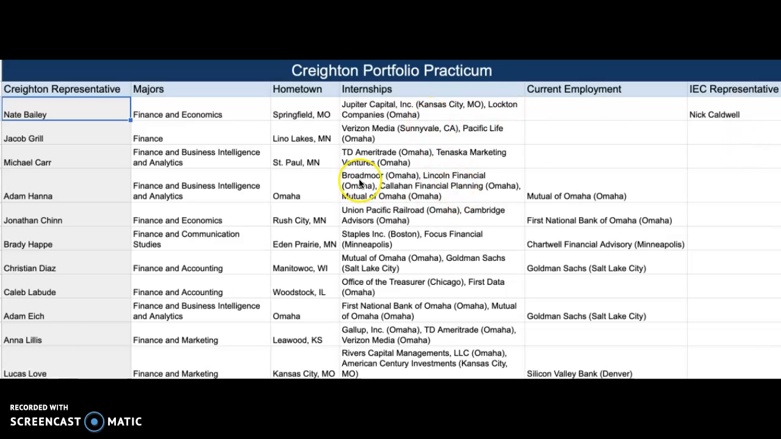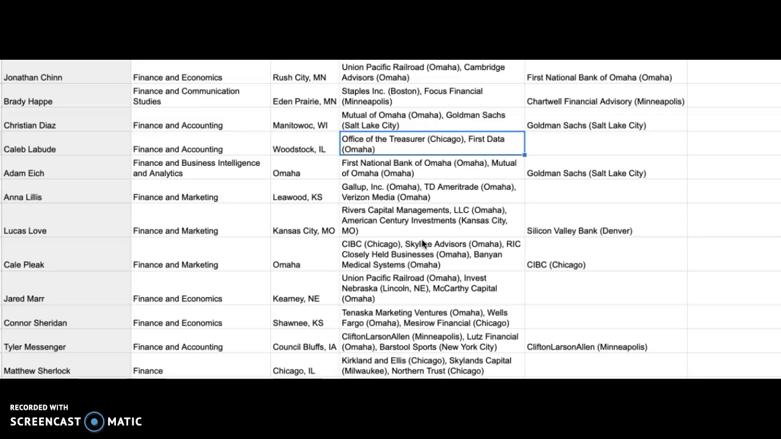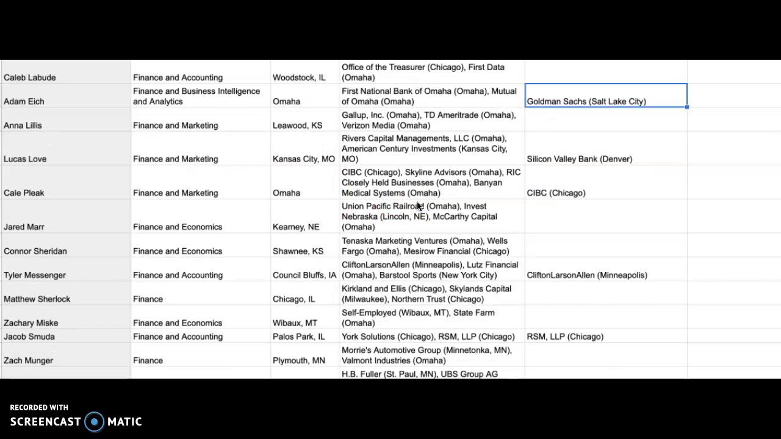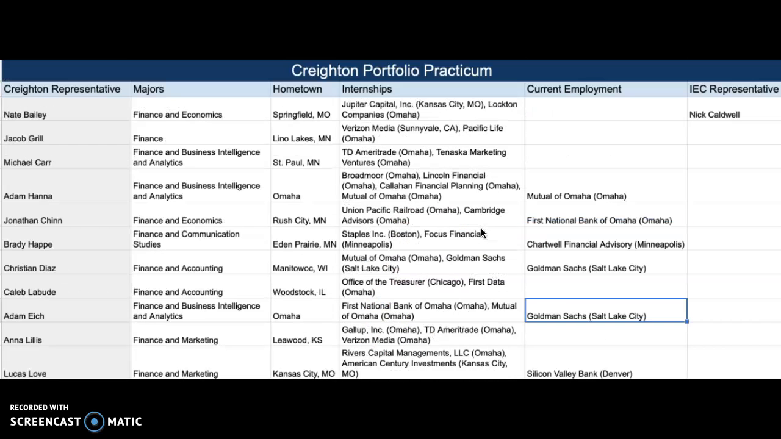There's some super cool internships on here. Some guys work for Verizon, TD Ameritrade. Some people actually work for Barstool, Office of the Treasurer. I mean, huge corporations. Goldman Sachs is where this Adam is currently employed. Anna worked for TD Ameritrade, Verizon, and Gallup. I mean, huge corporations. A few self-employed people as well. So, I mean, huge opportunity here, huge networking chance.